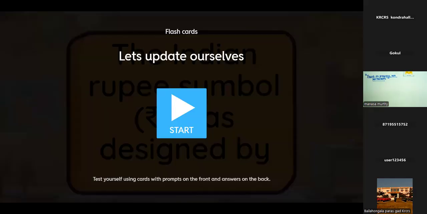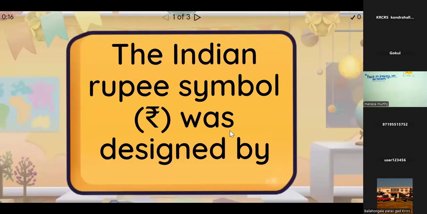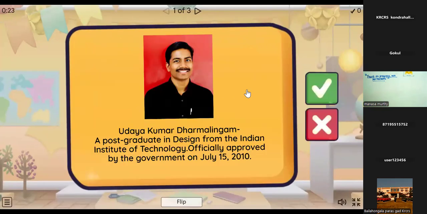So often in the recent past, you've been looking at this rupee symbol, right? It isn't that RS that we use. We are commonly using this rupee symbol. So any idea who has designed it? Who has designed this rupee symbol? Any idea? This person is from India. The Indian rupee symbol was designed by Uday Kumar Dharmalingam.